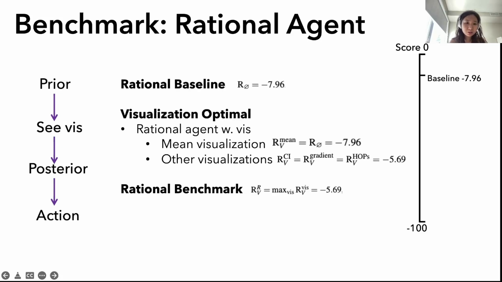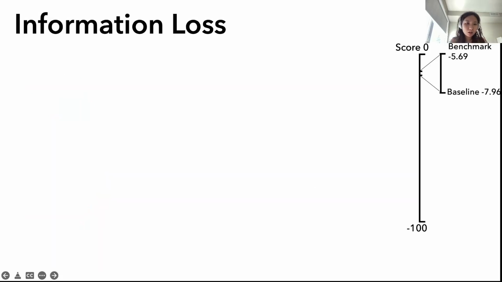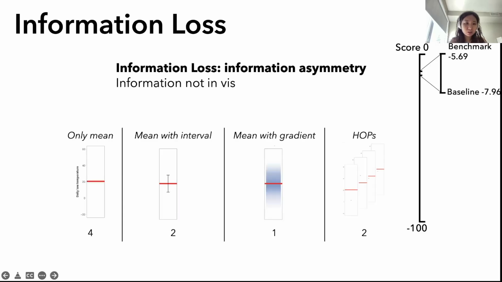So we define the rational benchmark as the best possible across visualization strategies. And it's something that's higher than the rational baseline. So from prior to posterior, and best action to posterior, the rational agent gains something that we call the value of information, which is around 2, the difference between the rational benchmark and the rational baseline. There is a difference in the upper bound. We call it information loss, that's created by information asymmetry. That's information that's not in the visualization display.